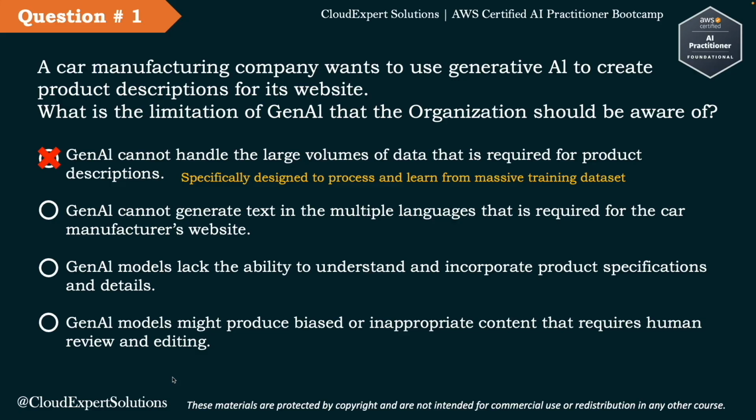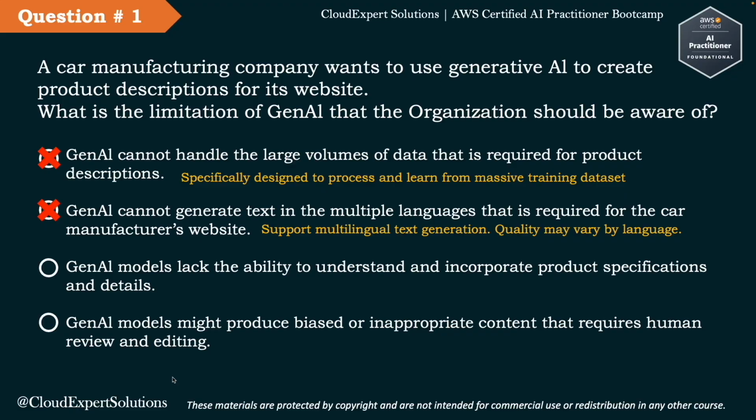Gen AI cannot generate text in the multiple languages that is required for the car manufacturer's website. Most modern Gen AI applications like GPT-based systems support multilingual text generation. While quality may vary language by language, the capability exists and it is widely used. That is why this option is not correct. Now let's review the third option.